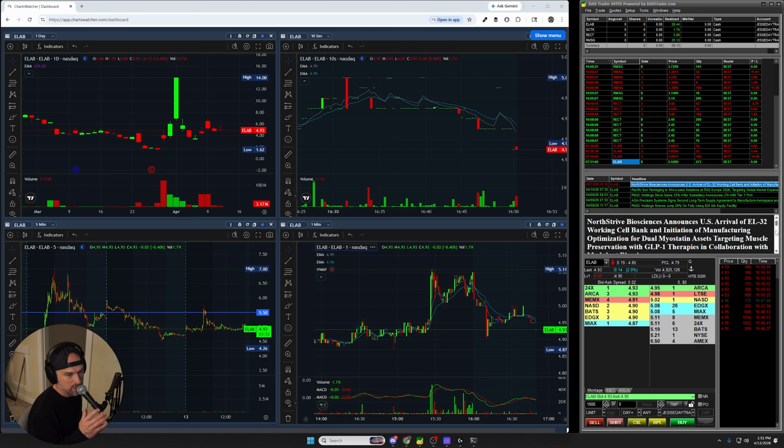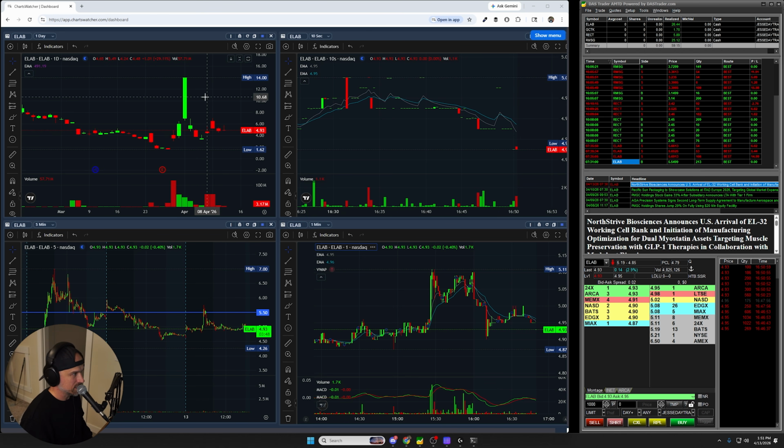Now, ELAB is one of those stocks that's been around a little bit here. It's been up and down. You can look at the daily chart over here and see it came up and came all the way back down. It's just kind of been hitting the scanners off and on over the course of the last few weeks for sure, or a couple weeks.